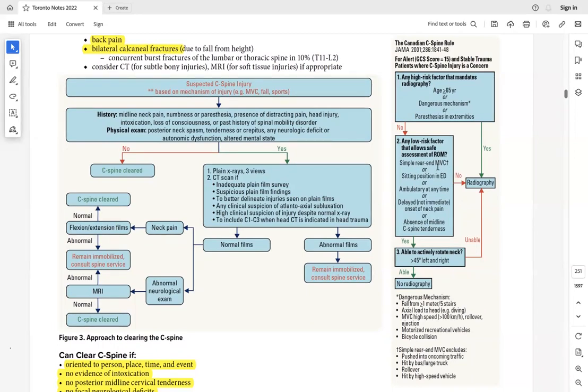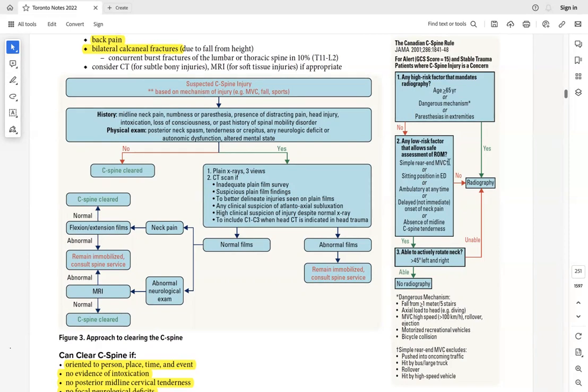If he doesn't have any of these, then what we have to assess is: was it a simple rear-end motor vehicle collision? Was the patient sitting in the emergency department? Was he able to move at any time? Is there any neck pain, or absence of midline spine tenderness? If any of these is not present, what do we have to do?